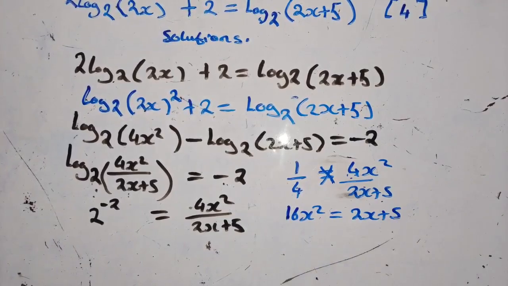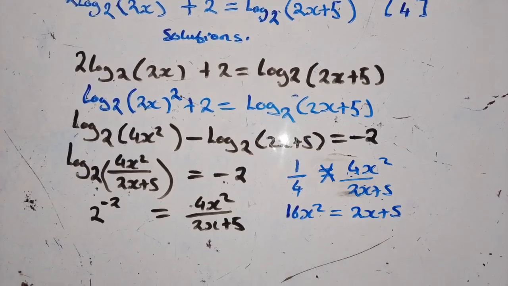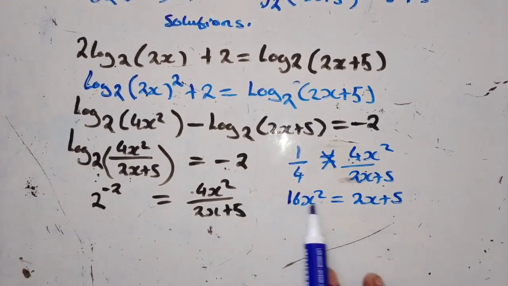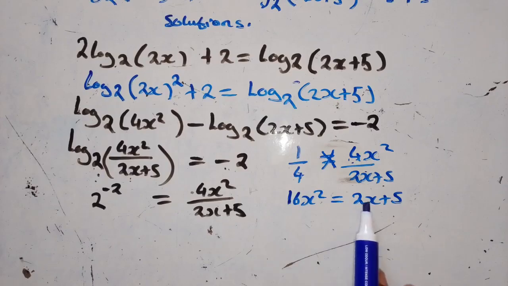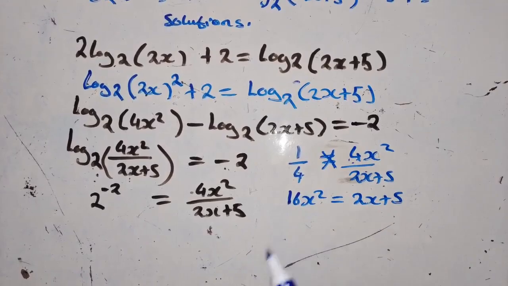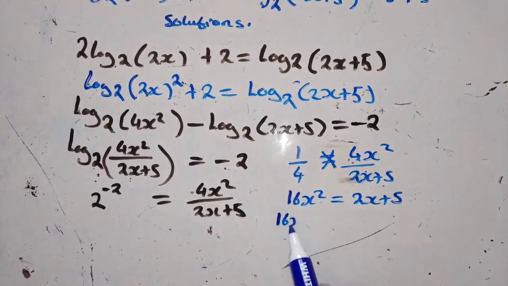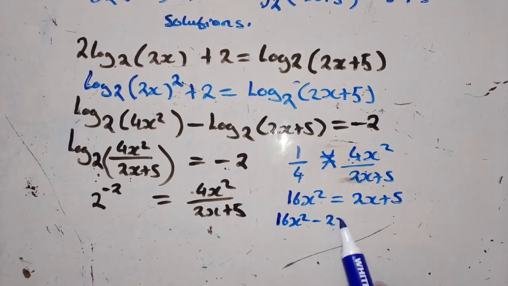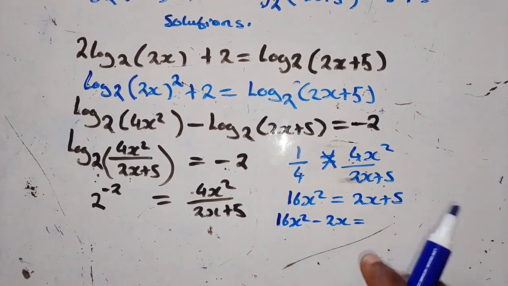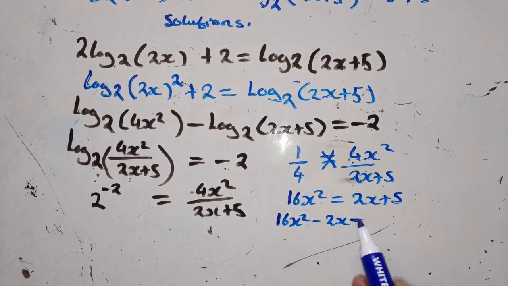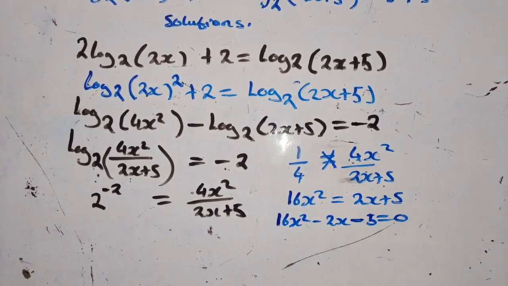Then you just make a quadratic expression from this. We can make a quadratic expression by collecting like terms, taking this term to this side, these terms to this side. So we are going to have 16x squared minus 2x minus 5 is equal to 0. We're going to remain with 0.